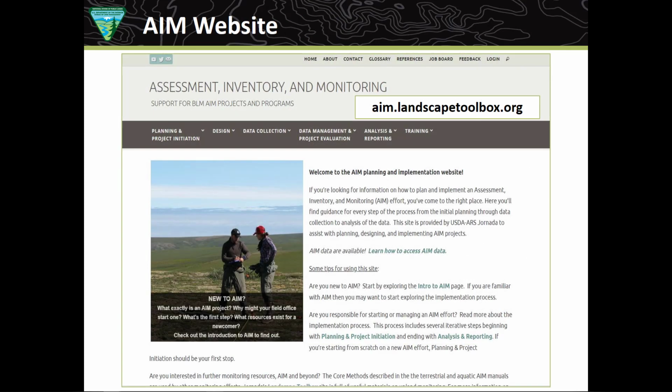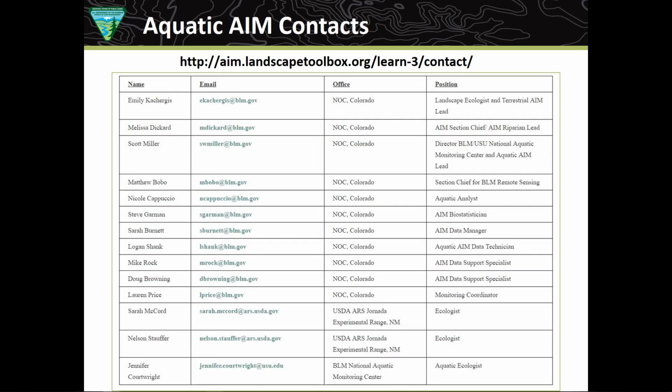For more information and to consult documents and protocols, visit the AIM website at aim.landscapetoolbox.org. For additional assistance, you can contact the National AIM Team. The National AIM Team provides assistance to individuals implementing Aquatic AIM or using Aquatic AIM data, and is composed of a team of aquatic ecologists at the BLM National Operations Center in Denver, Colorado, and at the National Aquatic Monitoring Center at Utah State University in Logan, Utah.